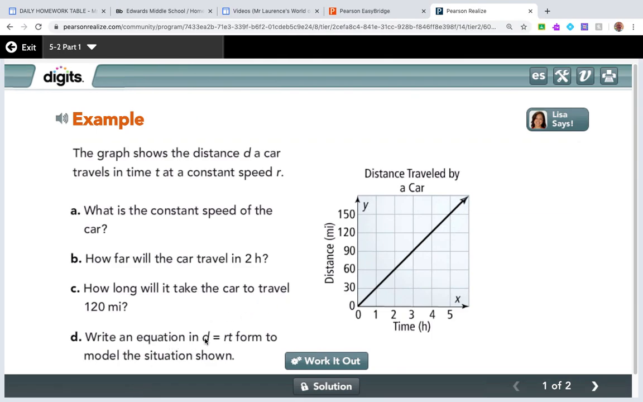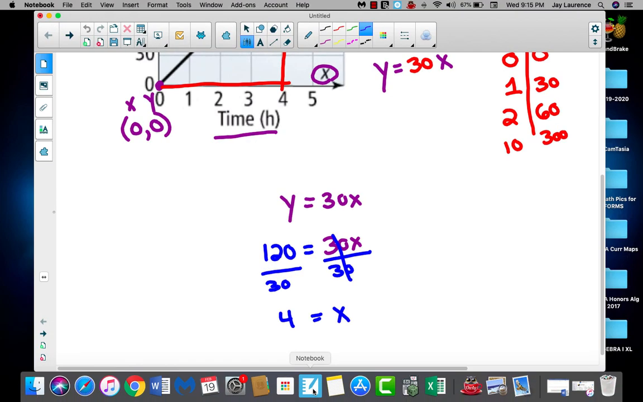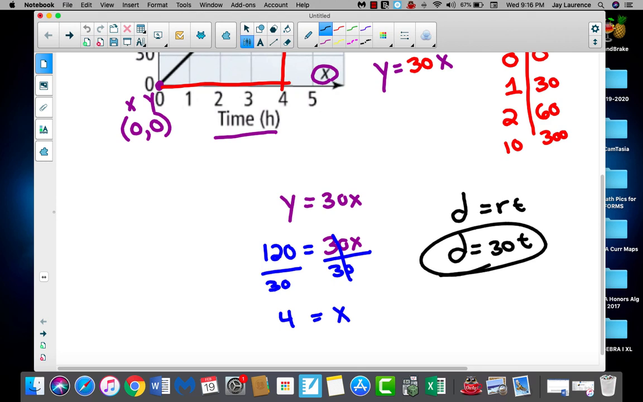Write an equation in D equals RT form to model the situation. Well, I just kind of did that, except they want D equals RT. You recognize that from science, don't you? Distance equals rate times time? Okay, that's actually a math equation, and science uses it all the time. They never give us credit for it. D equals RT. Well, the distance is going to equal the rate times the time. What's the rate? 30 miles per hour. The time is t. And there you go. There is your equation for part D.